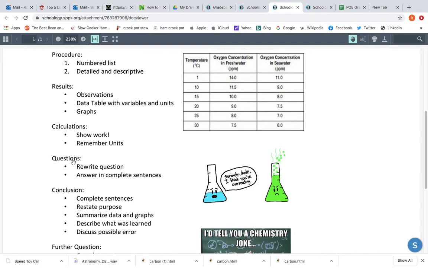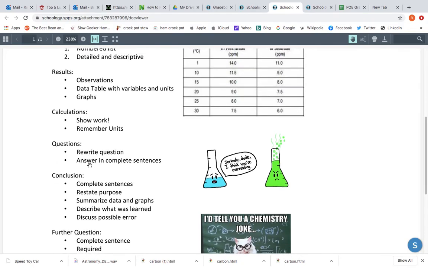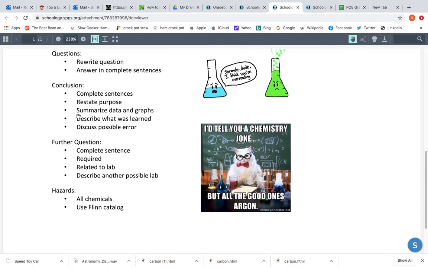Questions. There are always questions toward the end of a lab report. You want to answer your questions in complete sentences, and also if there is a math problem, you want to make sure that you show your work in your math problem. You have a conclusion statement, which is also part of this lesson, and how to write a good conclusion statement. That would be on there.